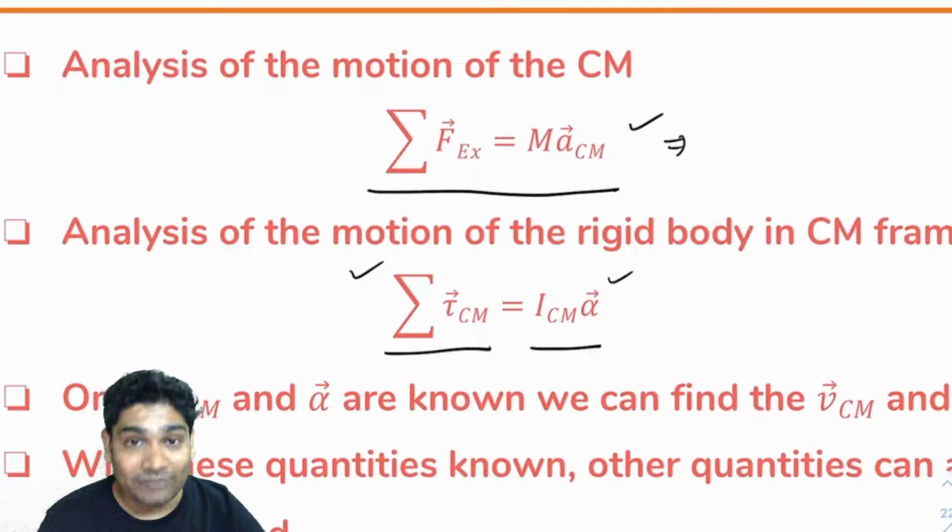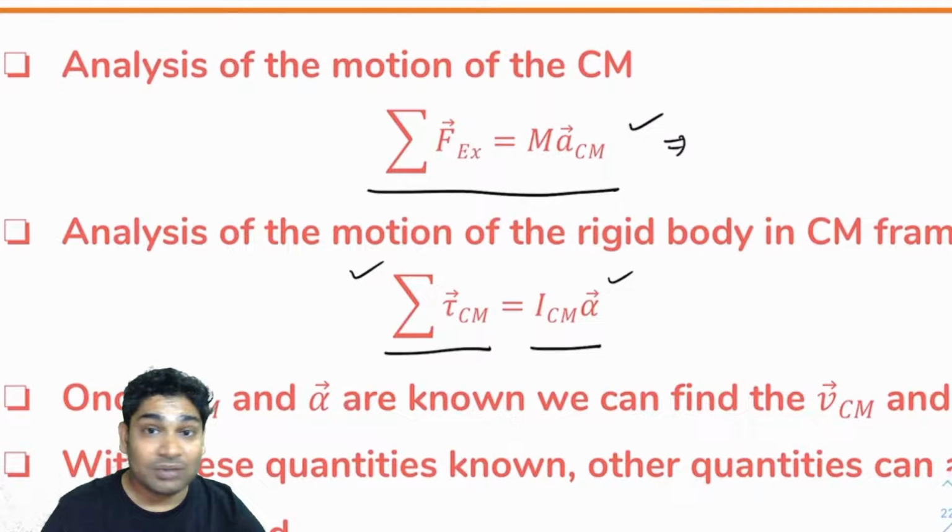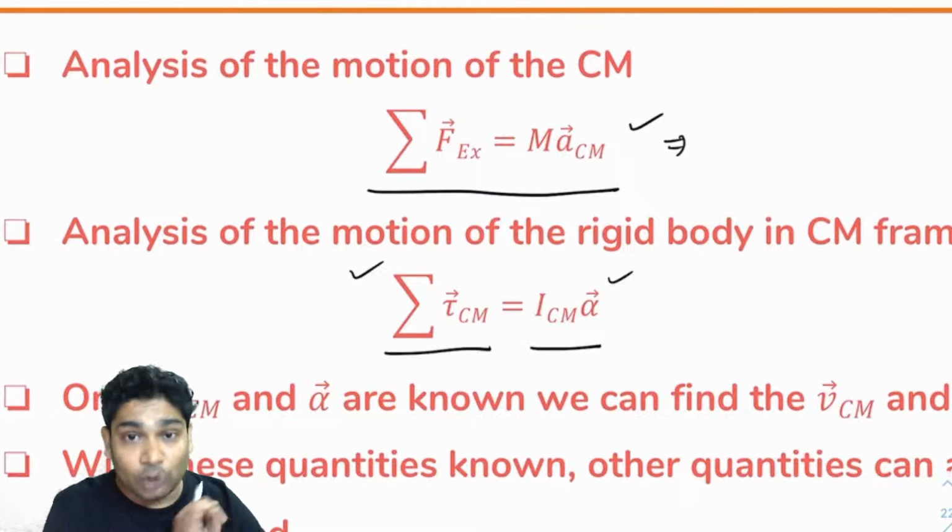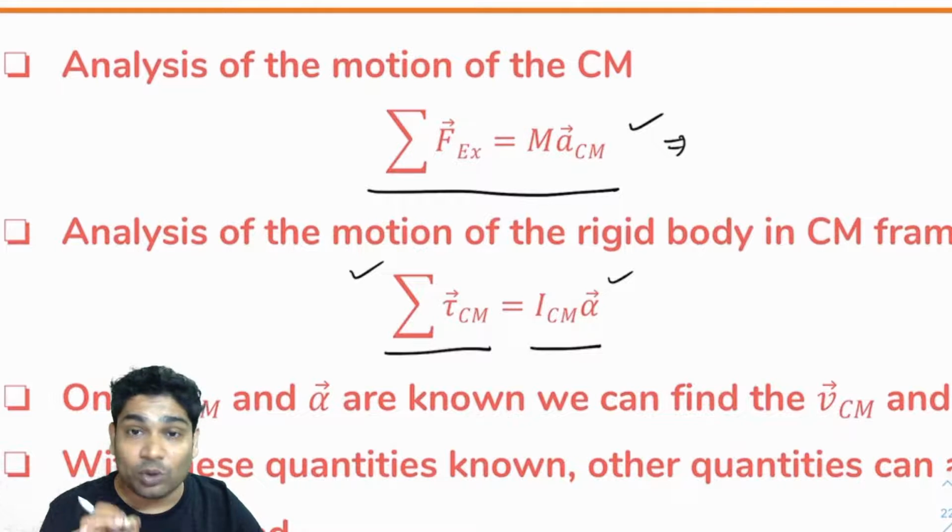That is the problem with all other points except for CM. If you want to analyze the translation of any other point except for CM, the problem is that their motions are governed by external forces as well as internal forces. And since you have no information about internal forces, you won't be able to analyze them.